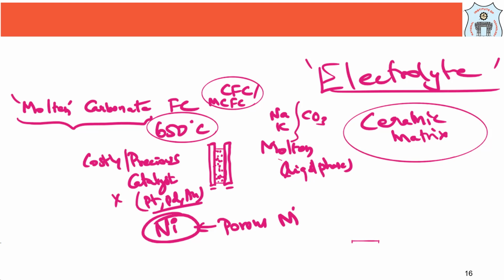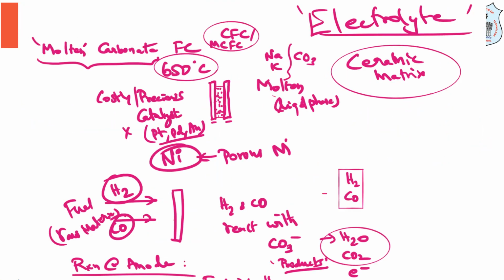In these molten carbonate fuel cells, at the anode we are going to supply hydrogen and carbon monoxide. When I say that, it can be a syngas, or any composition, whatever it may be. So these two are used as the fuel or raw material. The raw material here is hydrogen and carbon monoxide.